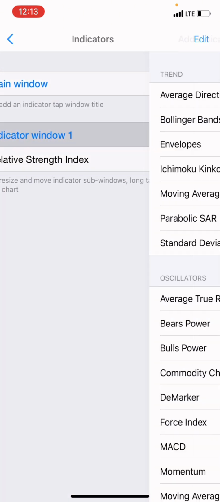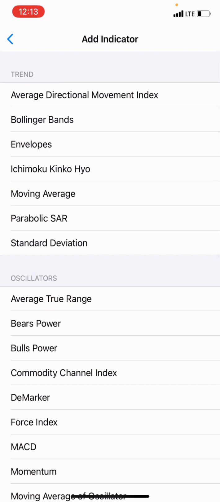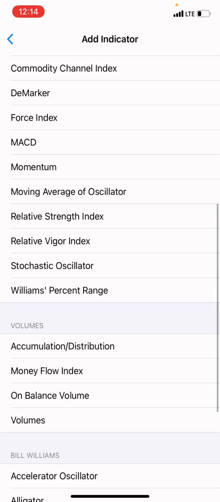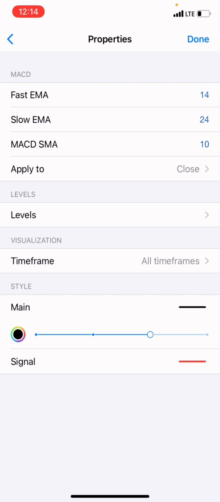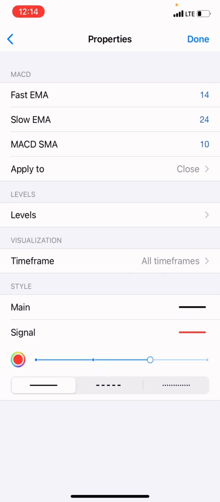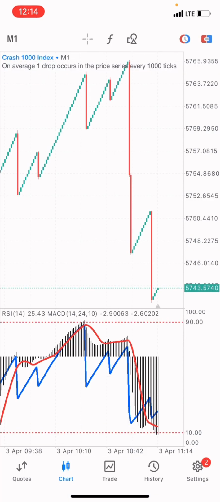Now the next indicator which we're going to use is the MACD. I'm going to put on the MACD indicator. Put the fast EMA on 14, the slow EMA on 24, and the MACD SMA on 10. Then the main, put it on 3 pixels, then the color black, the signal on 3 pixels as well, then the color red. Then you put them on this first straight line pattern. Then you should click on done.